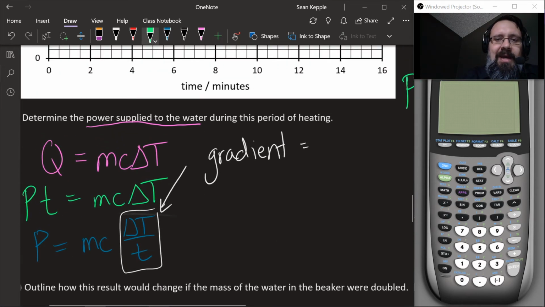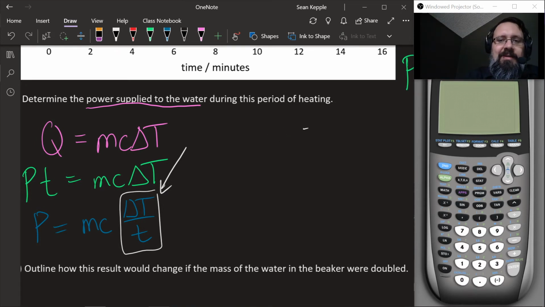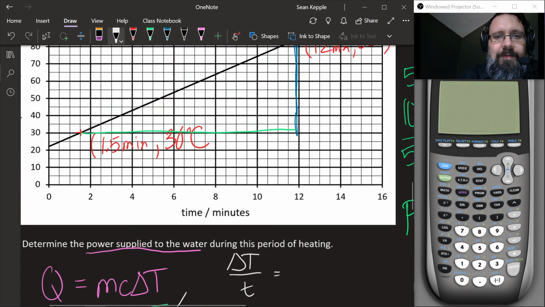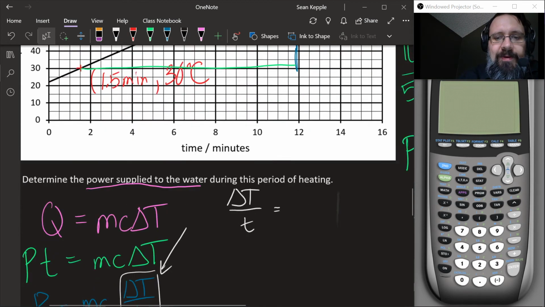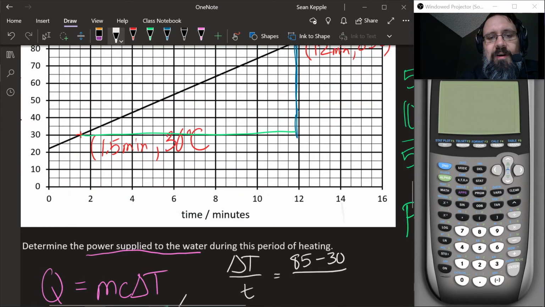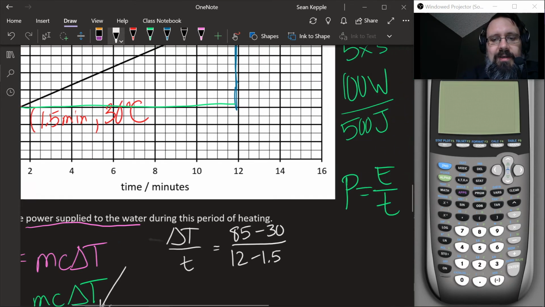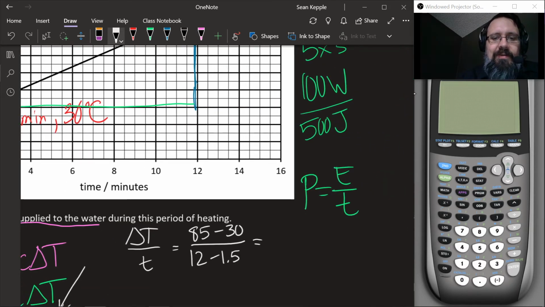So let's do some math. The rise over the run, I'll just write this down as delta T over T. We're going to go from 85 down to 30, so that's a change of 85 minus 30. And the change in time is going to be from 12 minutes to 1.5 minutes, so I'm going to do 12 minus 1.5. If we put this into our calculator, 85 minus 30 is 55.